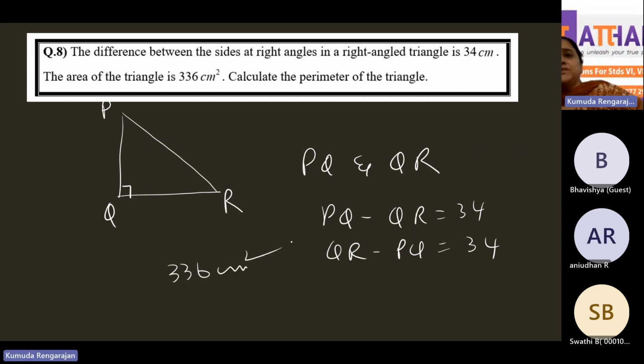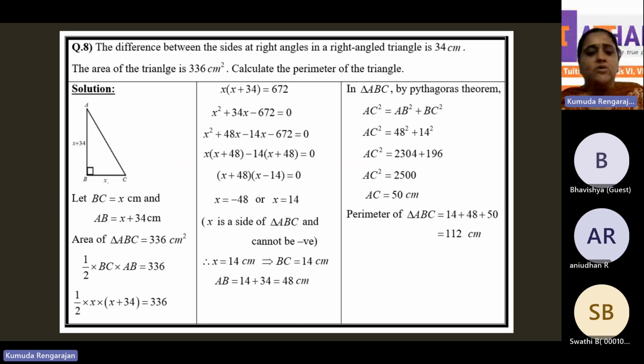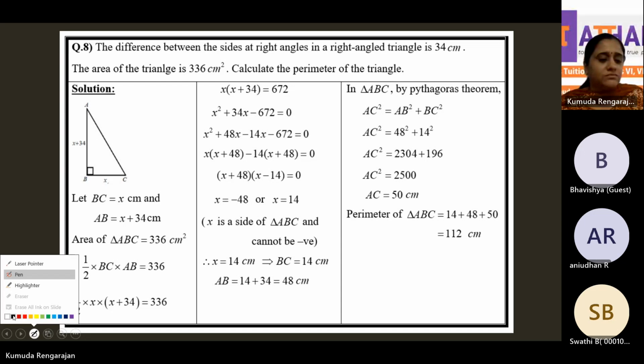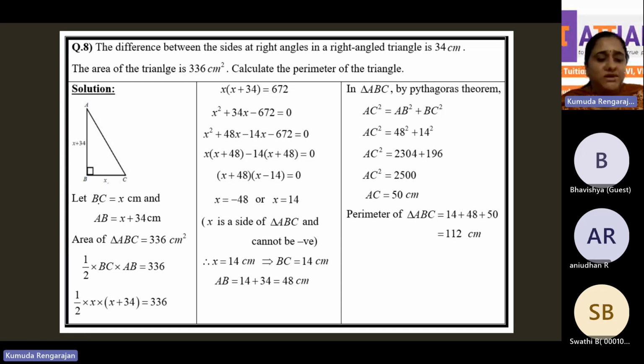Given all this, you should find the perimeter of the triangle. That is, you should know all the three sides. Perimeter meaning you should know all the three sides, then you will add and you will find the perimeter. Okay. So let me change the first two steps for you so that you understand better.